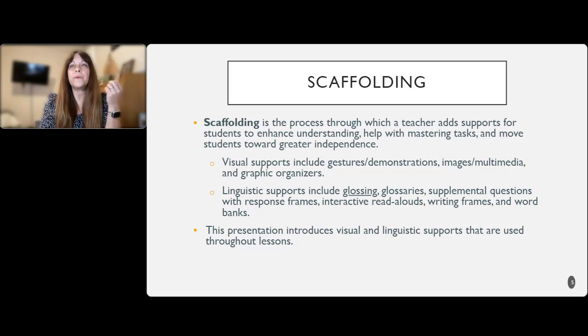Now, let's think about visual supports. We're going to include gestures, demonstrations, images, videos, movies, and graphic organizers. But we're also going to take a look at linguistic supports, and they include glossing. And glossing is a brief explanation or definition of a word or phrase in a text. It could be a note in the margin or an oral explanation, such as this, or a translation in the reader's actual language. Linguistic supports also include supplemental questions with response frames, interactive read-alouds, writing frames, and word banks. And we're going to take a look at all of this in the next few slides.